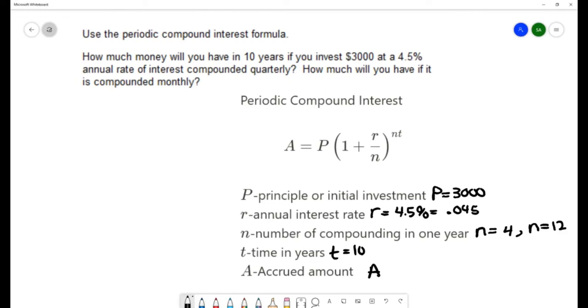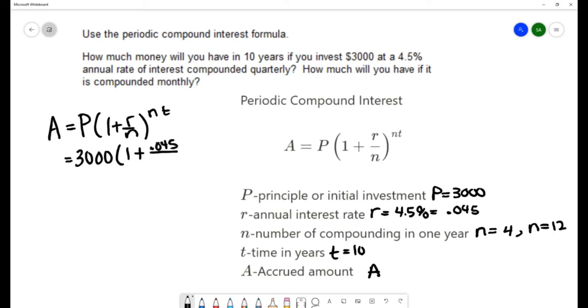So we're going to substitute the values into the formula. We have A equals P times 1 plus R over N to the NT. And that would give 3,000 times 1 plus 0.045 over N. So remember that N, we're going to do the calculation twice. For N equals 4, that's for quarterly. We have N, which is 4 times our time of 10 years. So this is our calculation for quarterly.